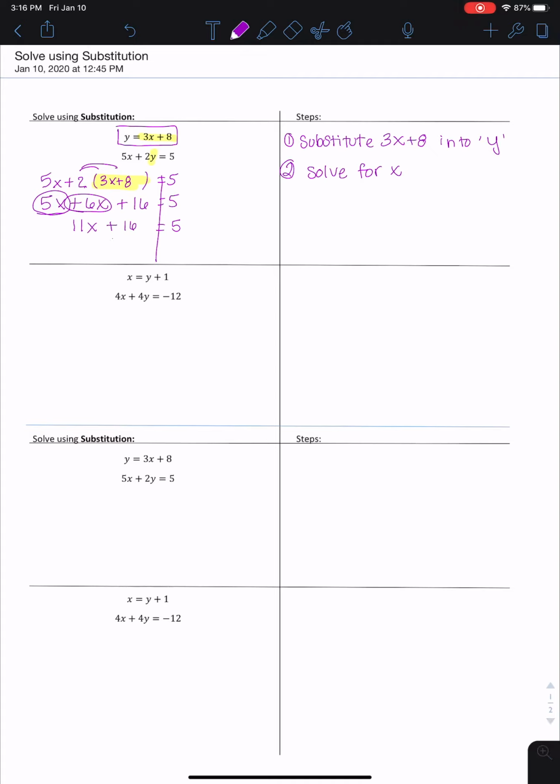Now minus 16, 11x equals negative 11. Last step is divide by 11. So I have x equals negative 1. Okay, that's the first part of my answer. Okay, so now part 2. So part 1. Part 2.